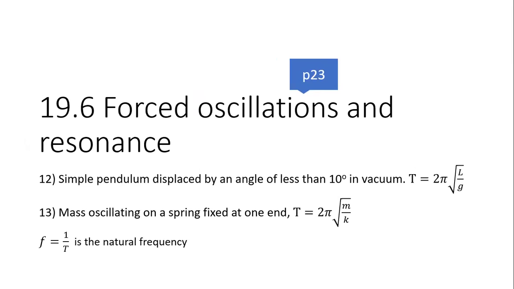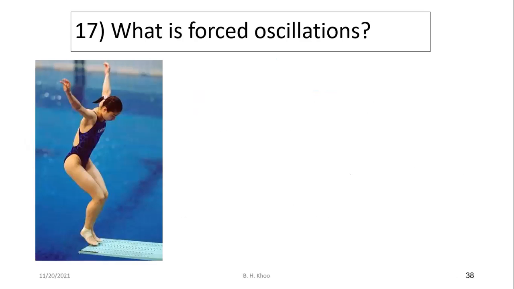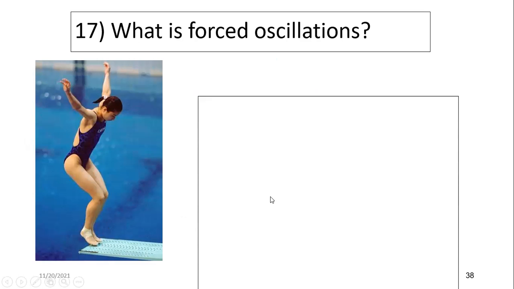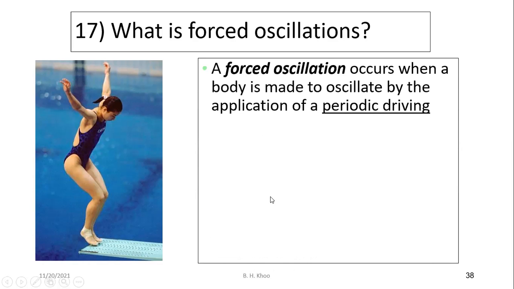Okay, we come to forced oscillation and resonance. We know that with damped oscillation, very soon the amplitude will start to decrease, and then finally it will stop. How do we keep it oscillating? We come to forced oscillation and resonance. Just like this lady. Why is she jumping up and down on the springboard? That's called forced oscillation.